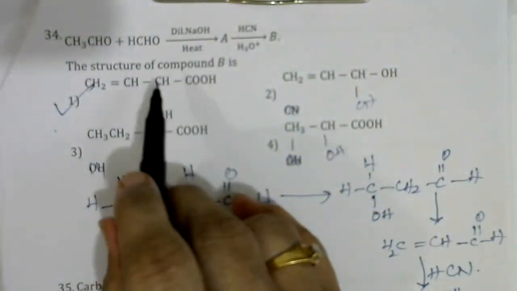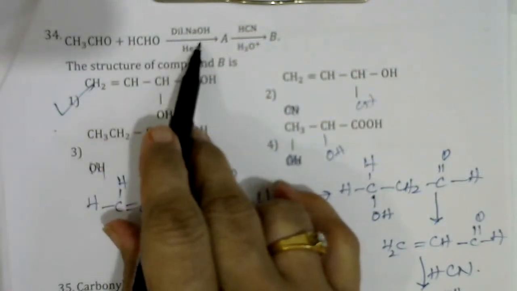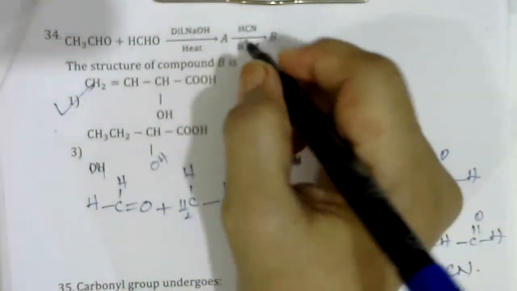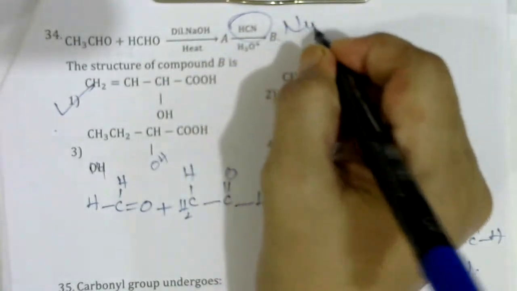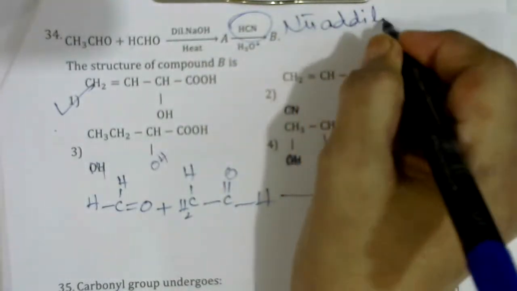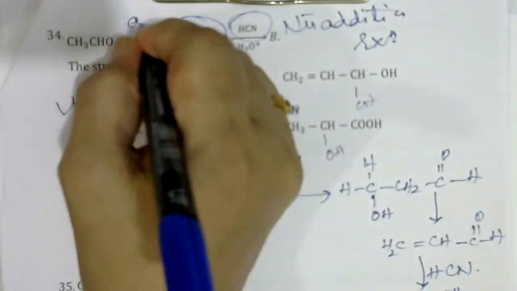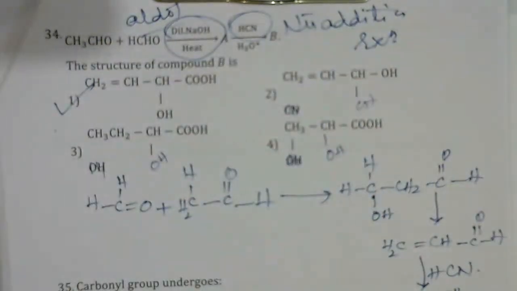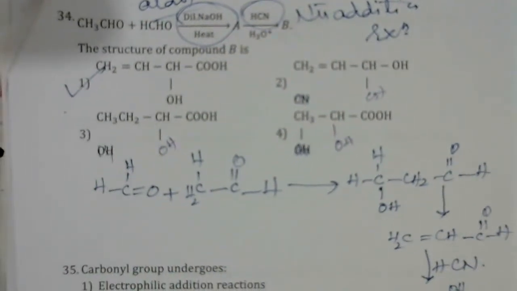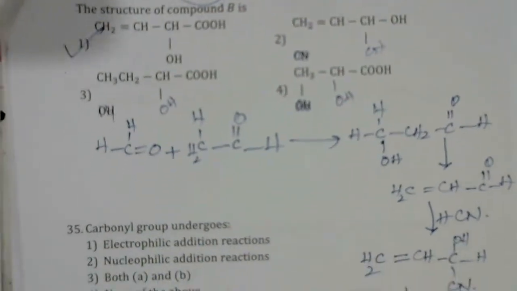Here we come across two reactions. One is aldol condensation, another one is nucleophilic addition reaction. This is what? Nucleophilic addition reaction. And this is what? Aldol condensation, where one compound contains alpha hydrogen atoms and one does not contain alpha hydrogen atoms.